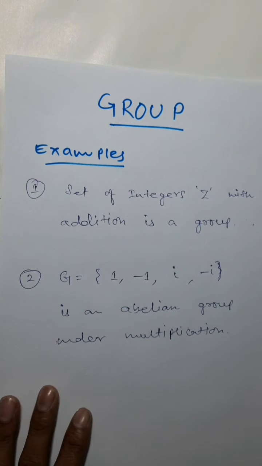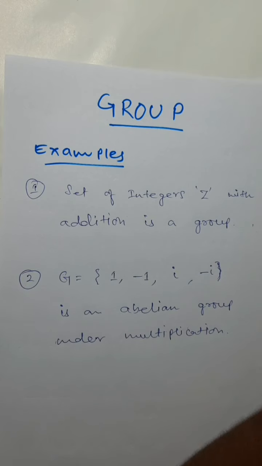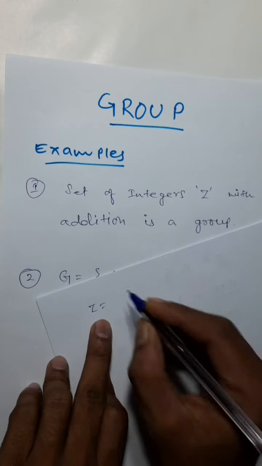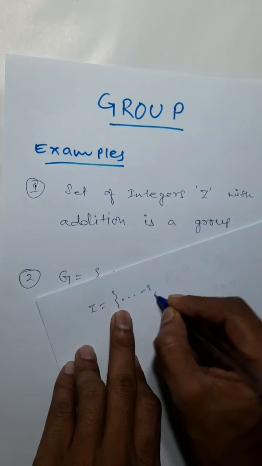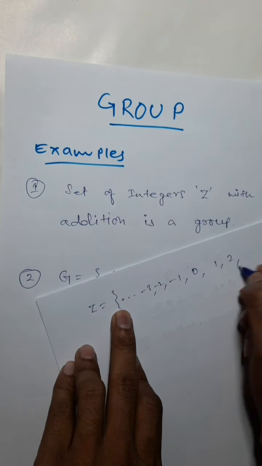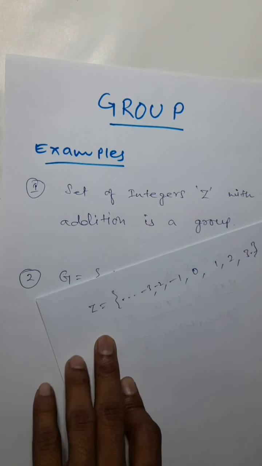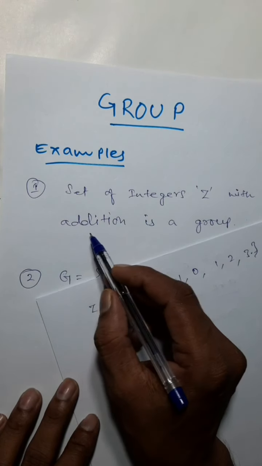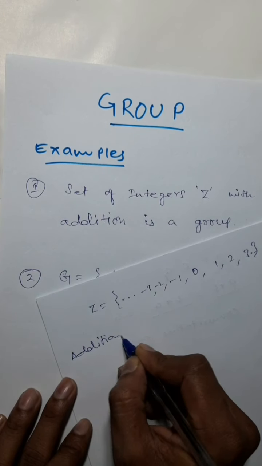So let me show you how it works. First we are considering the set of integers. Let Z be the set of integers. I'm considering -3, -2, -1, 0, 1, 2, 3, and so on. Then let me show you the properties, and the binary operator here is addition.